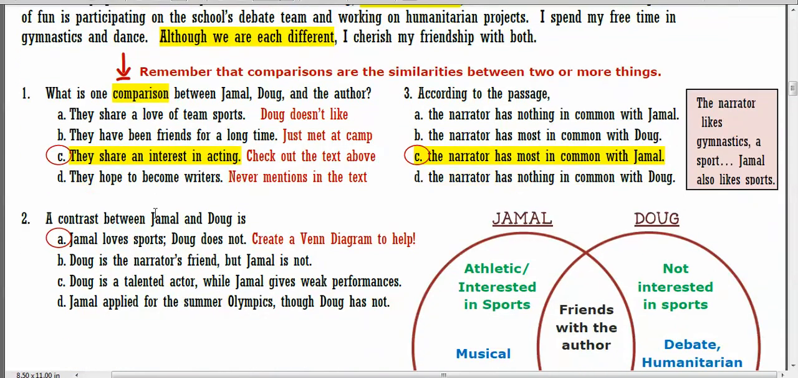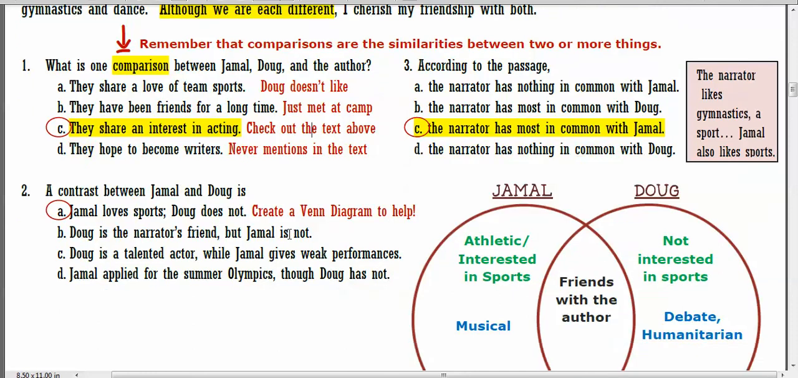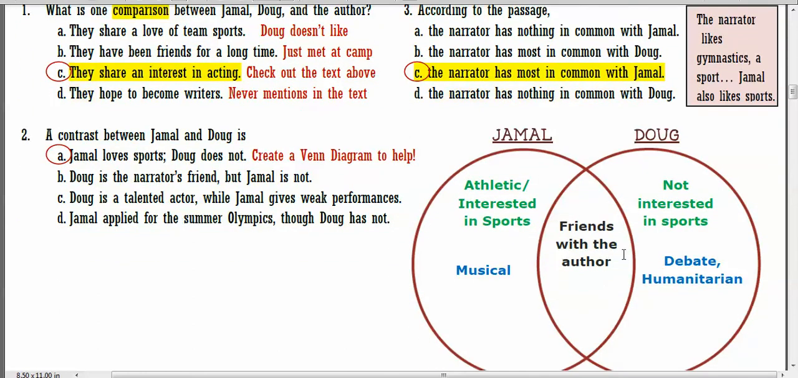If you look at question number 2, it says a contrast between Jamal and Doug. I created a Venn diagram, one of my graphic organizer options, to help me with this question. I put Jamal and Doug, and on the outside all of their contrasts, and on the inside their similarities. Here it's asking me for contrasts between Jamal and Doug, so I'm looking for a difference, because contrast means difference.